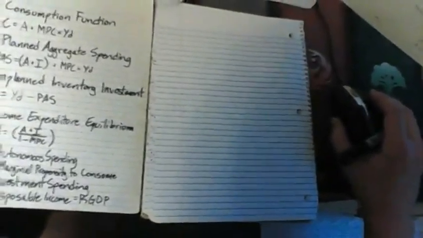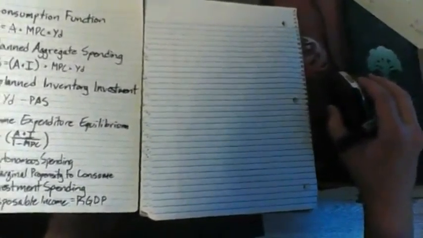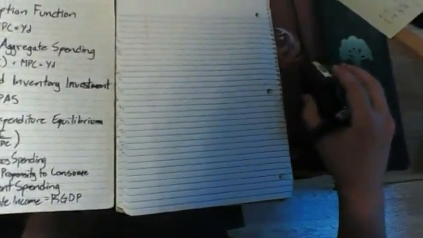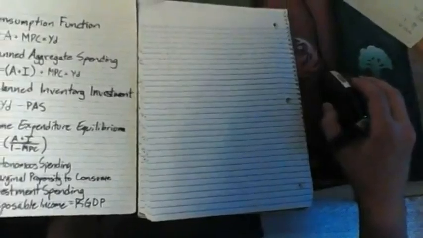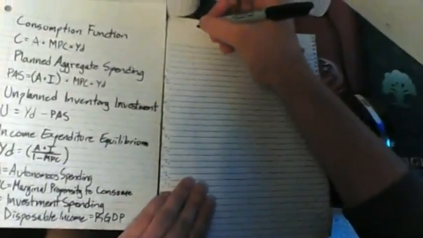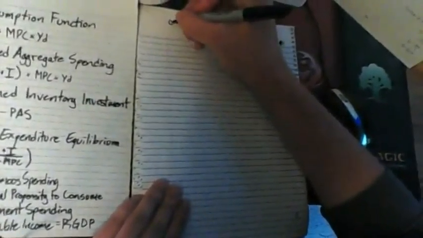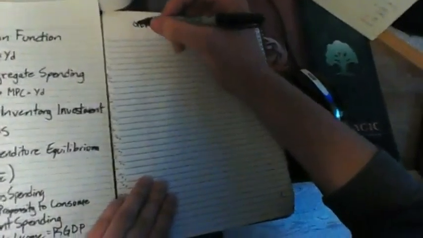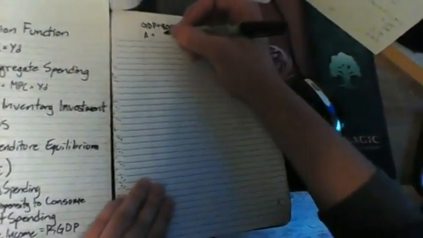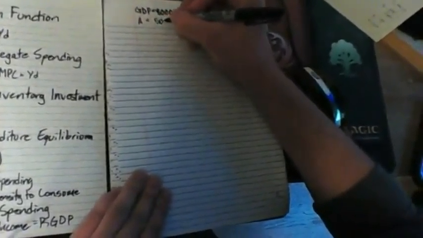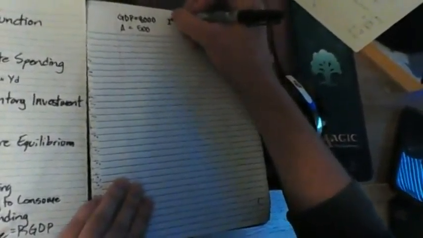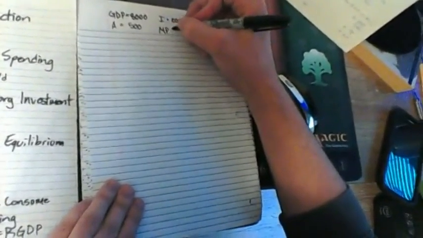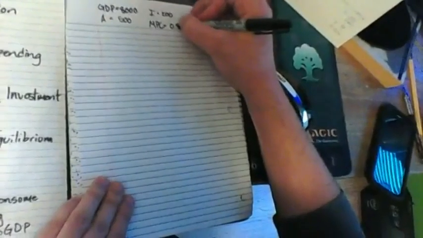Well, what we know is that the GDP is $8,000, autonomous consumption is $500, planned investment spending is $200, and the marginal propensity to consume is 0.8. So first what I'm going to do is just write all of these things down. So GDP, 8,000. A, which is our autonomous consumption, is equal to 500. I, which is our investment, is going to be equal to 200. And finally, our MPC is going to be equal to 0.8.